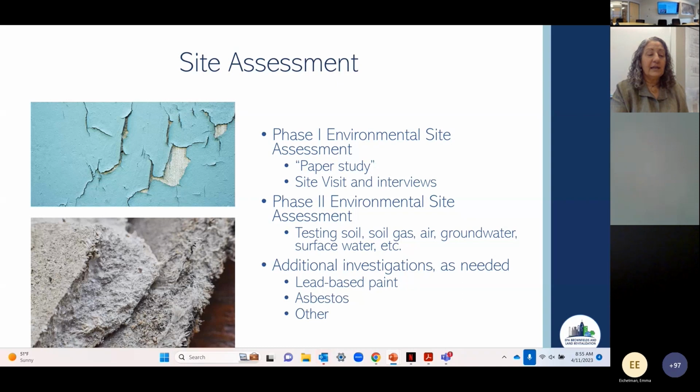Phase 2 environmental site assessment means some sort of intrusive sample collection and analysis to test environmental media, whether it's soil or groundwater, etc. There can be additional investigations as part of a phase 2 that would include assessment of lead-based paint or asbestos or regulated building materials, or in some areas of the country, mold. Those are not covered by the ASTM standard, but have become somewhat standard practice in a phase 2 for additional testing where warranted.